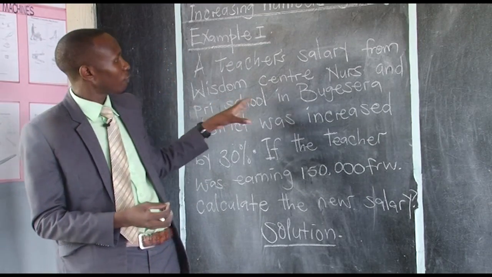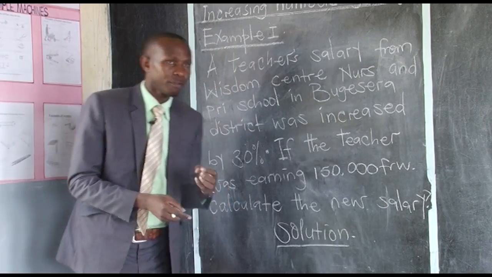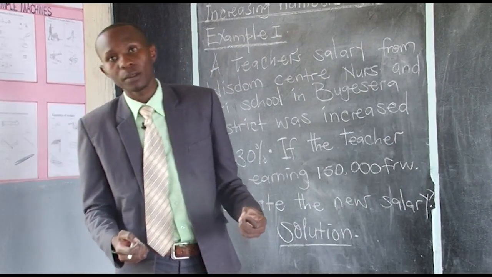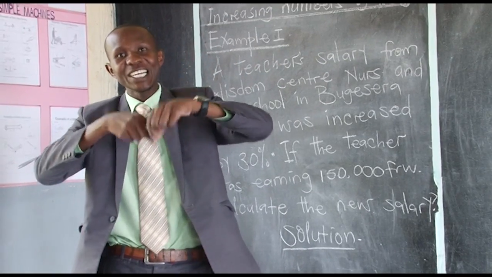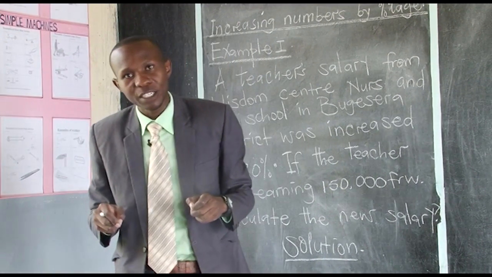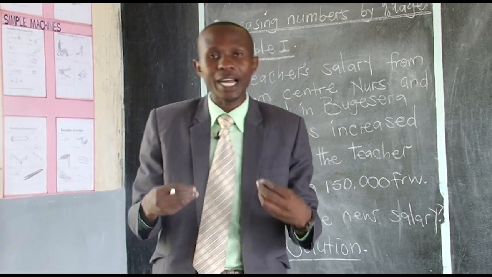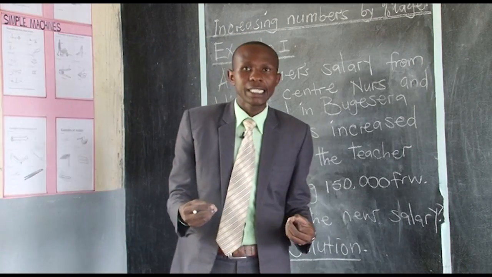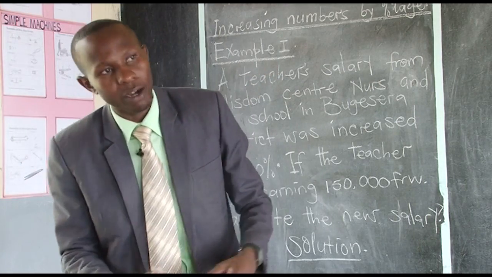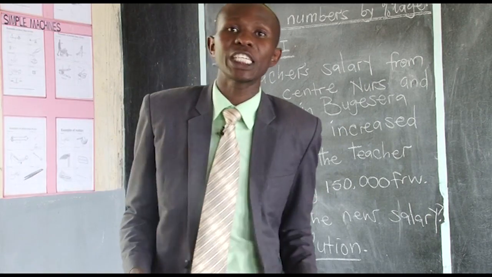So when you go to that school, you'll find there is that teacher who was earning 150,000 francs, and it was increased by 30%. They are asking us to calculate the new salary. We know the old salary, we know the percentage of increase, we know the original percentage, but we don't know the new salary. I want us to look at the points they have given us to find the increment, and after finding the increment, find the new salary scale that this teacher is supposed to earn after receiving the increment of 30%.